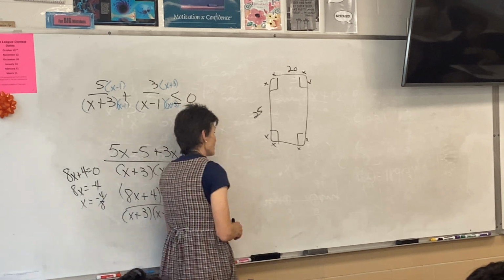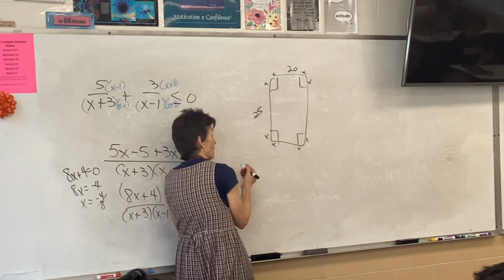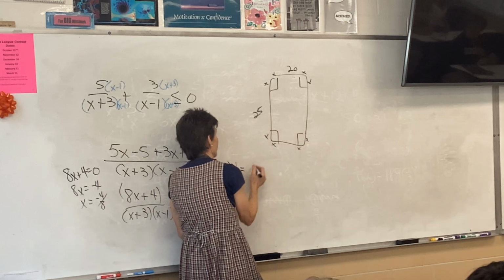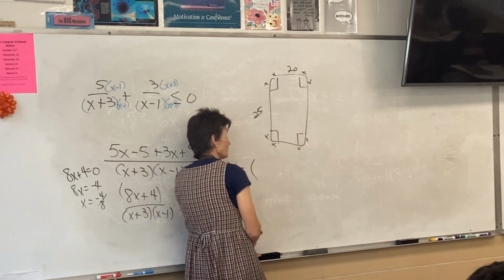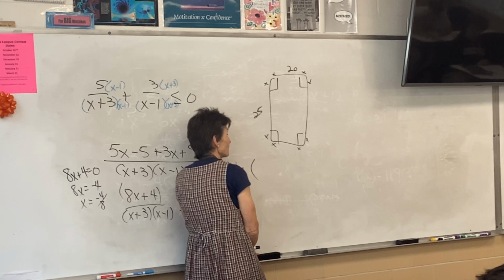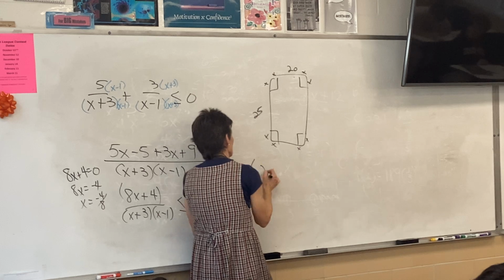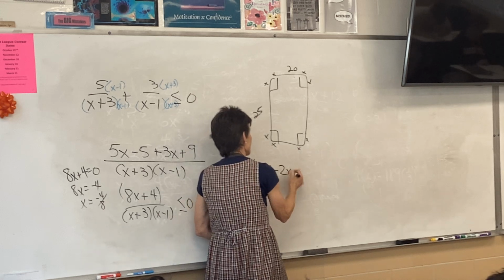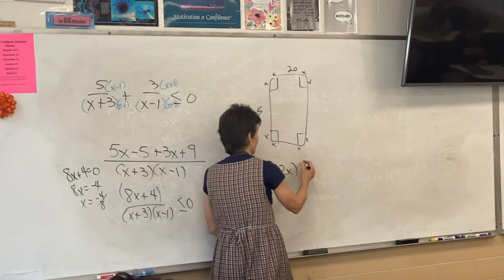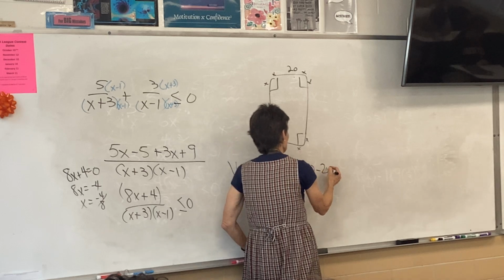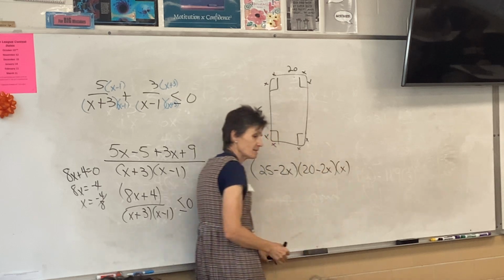Okay, so give me an equation. Length times width times height, which for this problem will be 25 minus 2x, 20 minus 2x, times x.